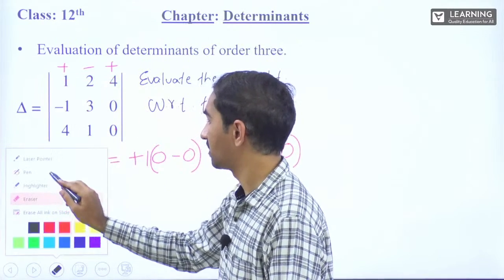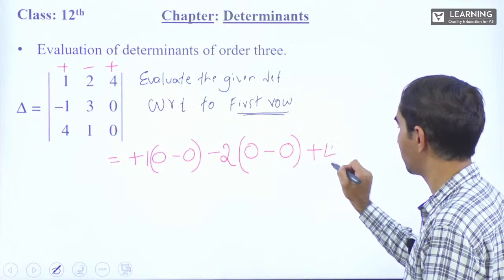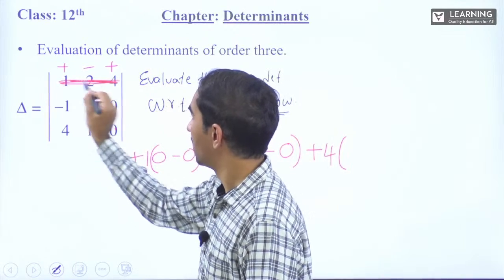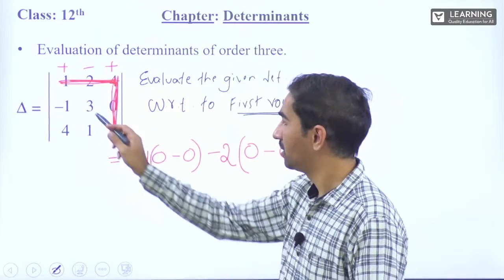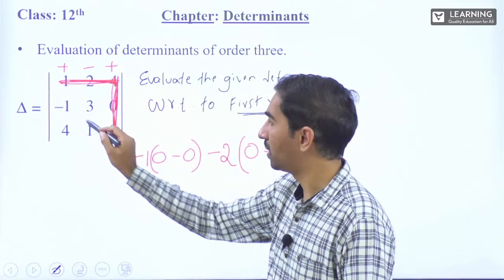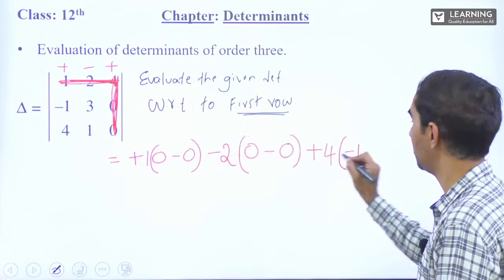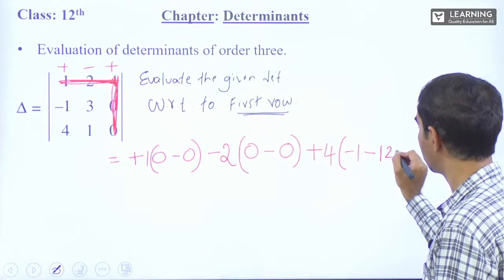Okay, next, plus 4 as it is, plus 4, open the bracket. So plus 4's row and plus 4's column is gone. What is remaining now? A 2 cross 2 determinant: 1 into minus 1 is minus 1. What is the default sign in between? Minus. What is 4 into 3? 12.